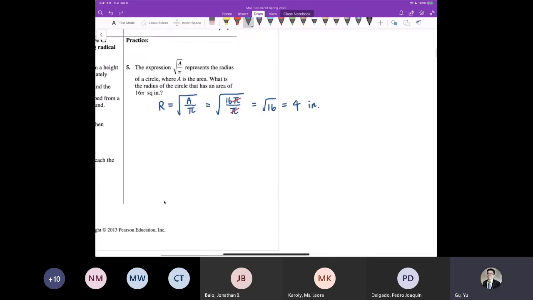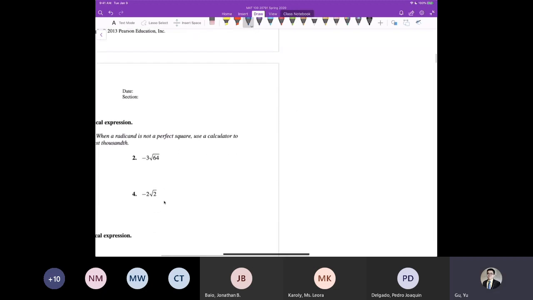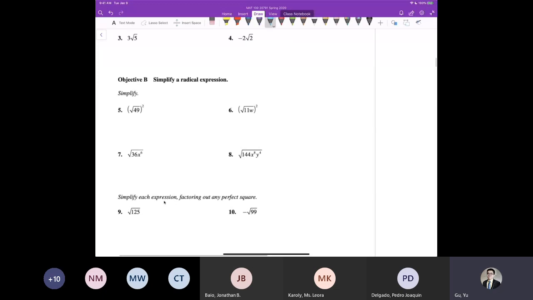Let's do a practice for 8.1. Let's do an easy one first. Starting with number 8. Let's do number 8 first. I'll give you 2 minutes. Simplify number 8 and then send your answer to the chat. Let me know if you need any help.